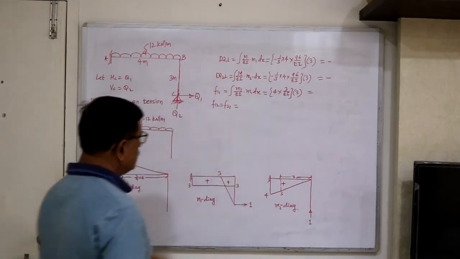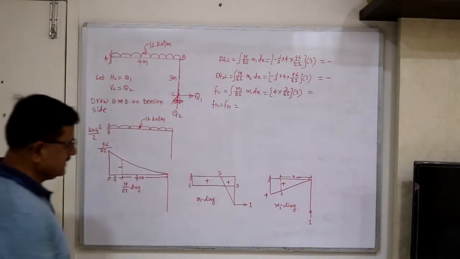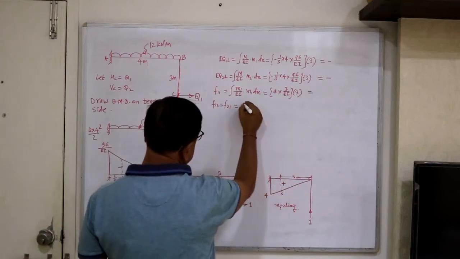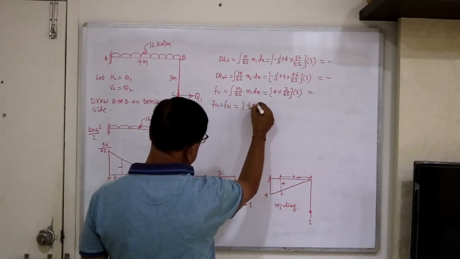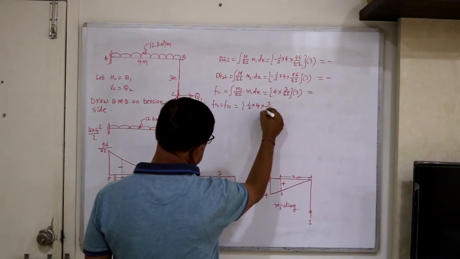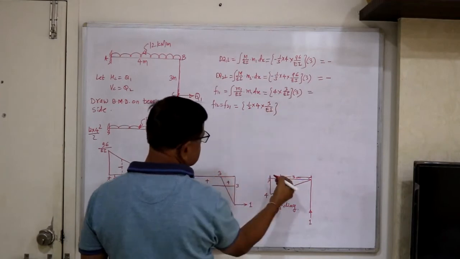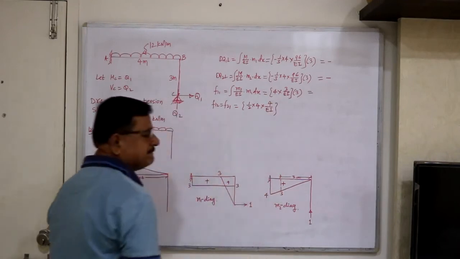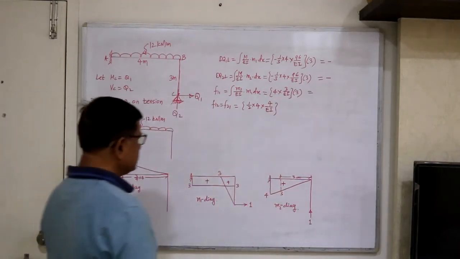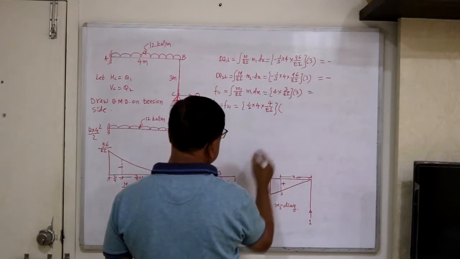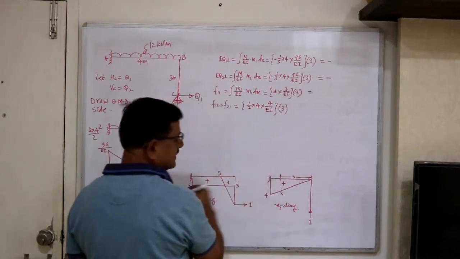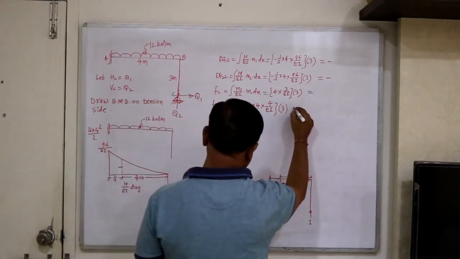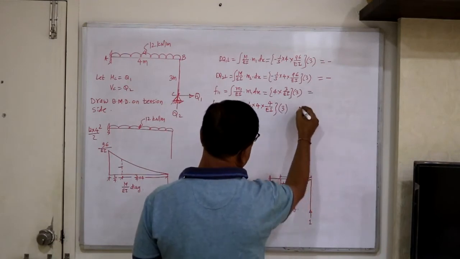Then F12 equal to F21. So let us consider the area of this. This is 1/2 base height. The height is 4 upon EI. 1/2 base is 4, height is 4 upon EI. And the ordinate is 3, because this is a rectangle, so the ordinate is 3. And that's all. We have only one figure here.